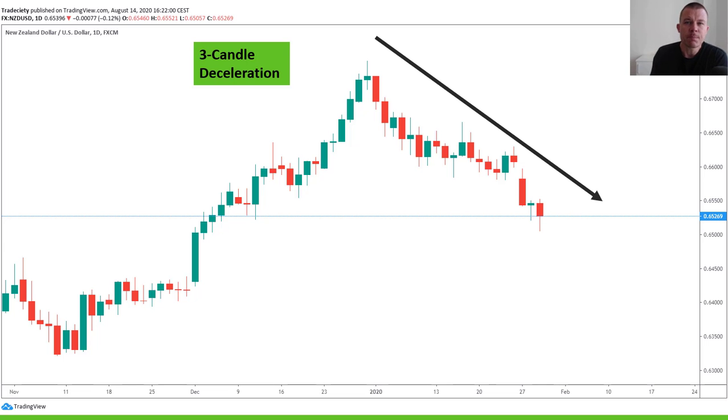So we're starting with a very basic but a very powerful candlestick formation, the 3-candle deceleration pattern. This is something that I think general literature calls like morning star or evening star or something along those lines, and it looks like this here.